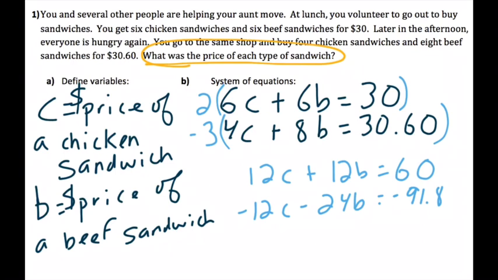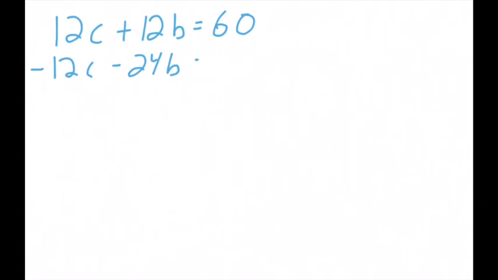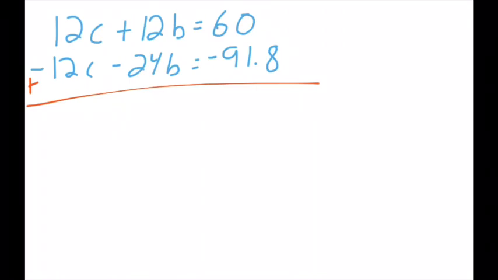I'm going to go to the next page because I'm running out of room here. So 12c plus 12b equals 60. Then negative 12c minus 24b equals a negative 91.8. Okay, we're going to add those together. So 12c plus a negative 12c is 0. 12b plus a negative 24b is a negative 12b equals a negative 31.8.